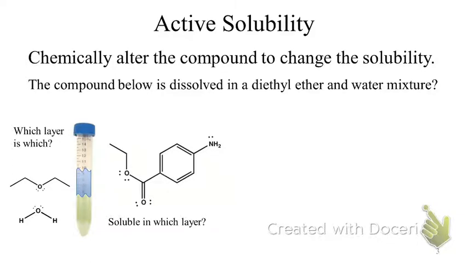Okay? And what we're going to deal with there is what I'm terming active solubility, or chemically active. What we're going to go through and do is chemically alter the compound in such a way that we can change its solubility. Okay? So we've got a couple images that we can deal with here. So first off, we're going to take a test tube, which is not a test tube, a centrifuge tube, which is what you're going to do in lab.